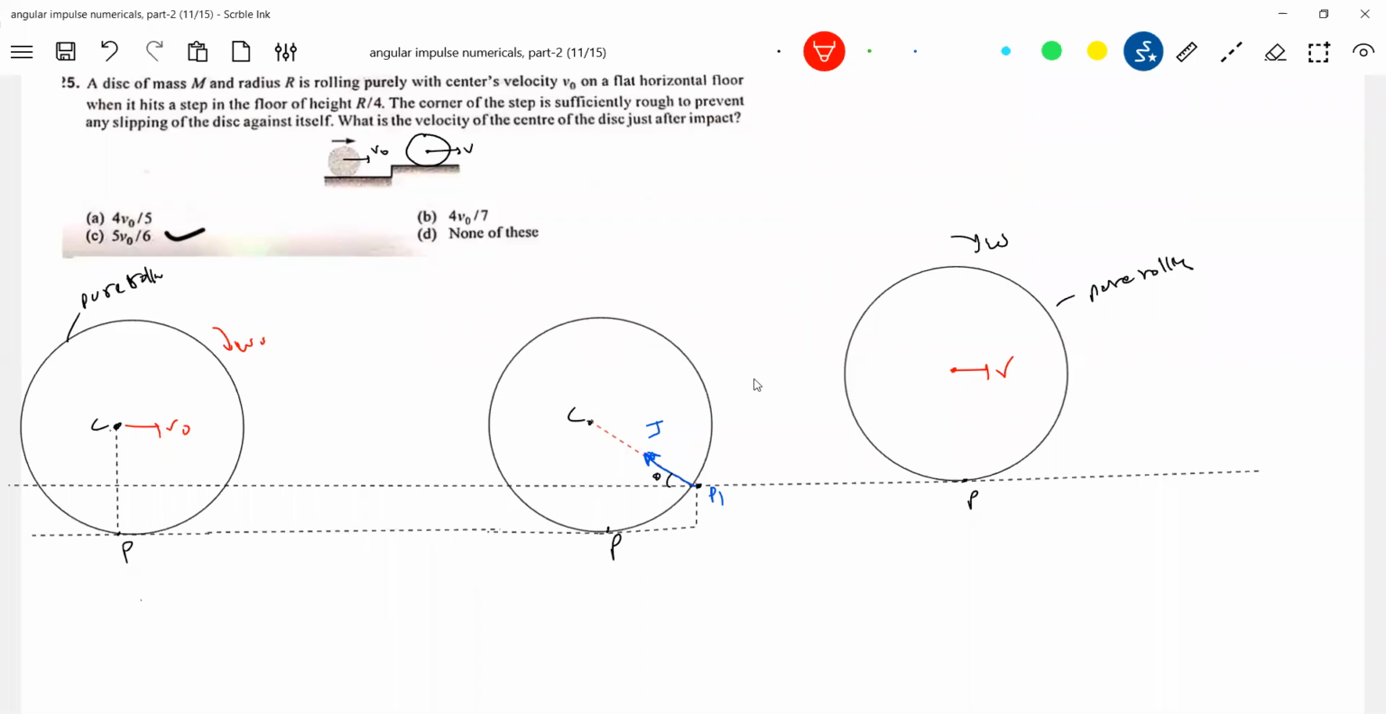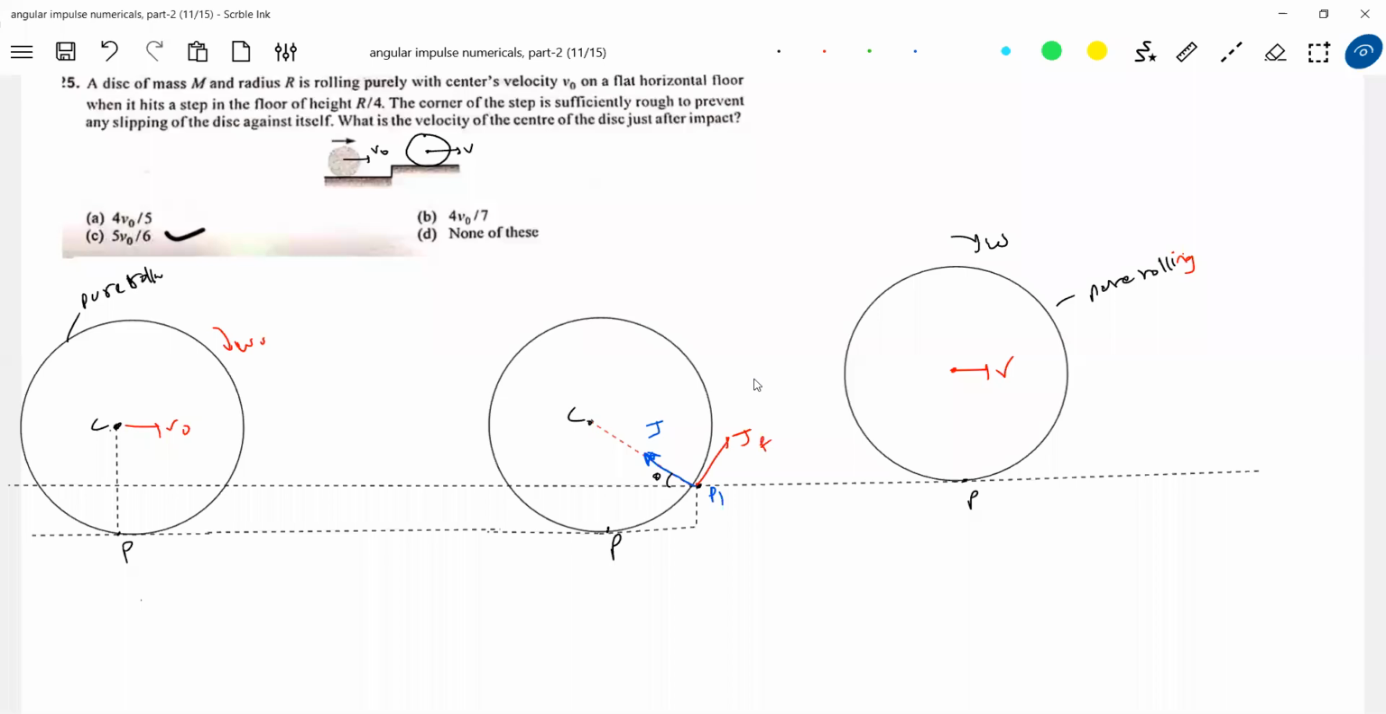So how will it act here? It will act like this. And it will act in such a way that there won't be slipping. There'll be pure rolling. So when it is striking, climbing up, there'll be pure rolling at all the instants. That's what I think the question meant to say.